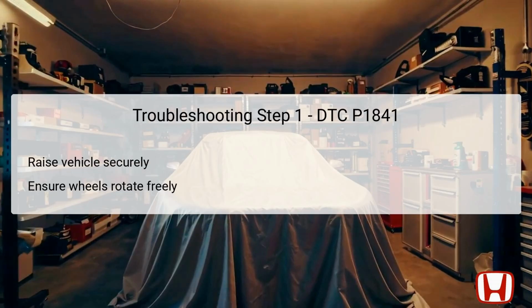For the first troubleshooting step under DTC P1841, begin by safely raising the vehicle on a lift. It's essential to ensure that the vehicle is securely supported and that all four wheels can rotate freely without obstruction. This preparation is crucial for the subsequent steps in verifying the operation of the CVT speed sensor and the TCM. If the vehicle is not properly lifted and secured, there may be safety hazards during the diagnostic and testing process.